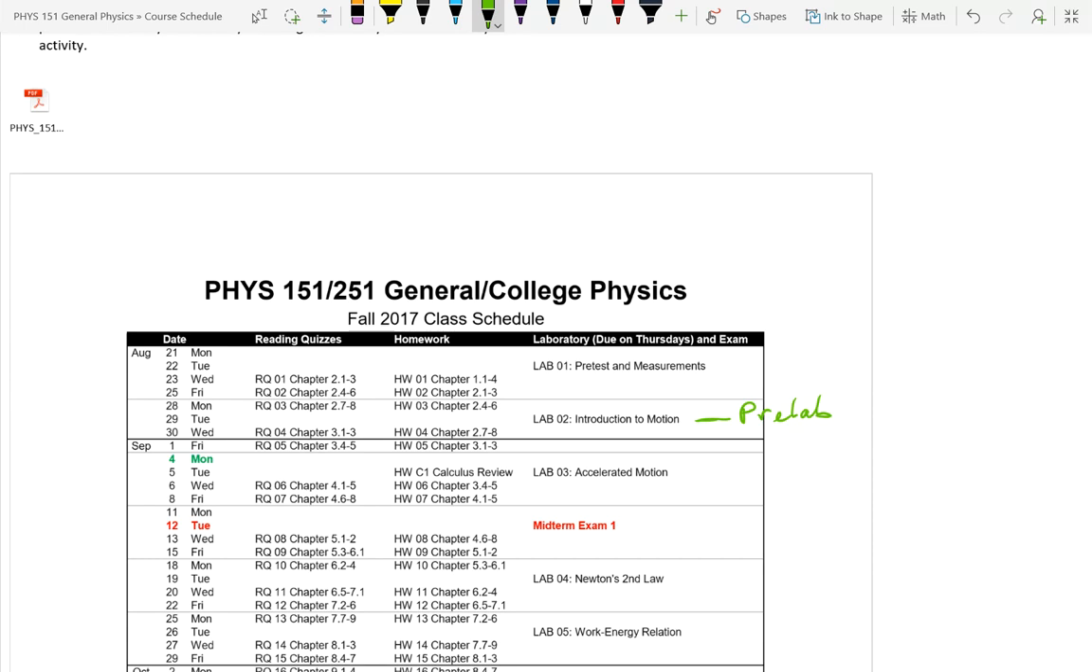Go to Moodle and you'll find, if you look at the calendar, it'll be linked there. If you look in the upcoming, it'll be linked there. If you look down in chapter 2, it'll be linked there. So there's multiple places you can find it on Moodle, but there's a pre-lab quiz due before lab. So it's due by 5 minutes before lab.